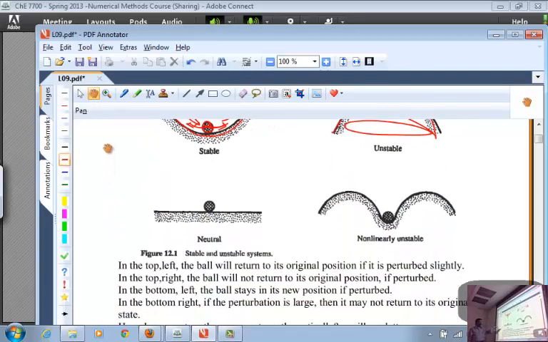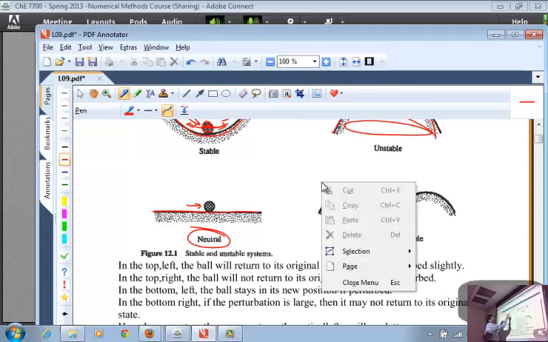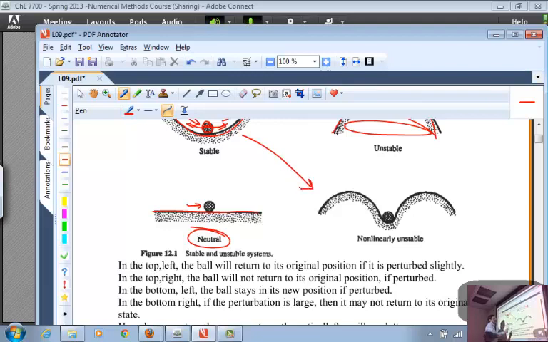Now, if I have that in a perfectly horizontal plane and I give it a kick, what happens? It just goes to the new place and stays there, right? So that we will call a neutrally stable system. And this is an extension of this where we have a non-linearly unstable system, meaning there is a well and small perturbations will bring it back, but a large perturbation will make it go to possibly another equilibrium point. That's another concept that you should understand.